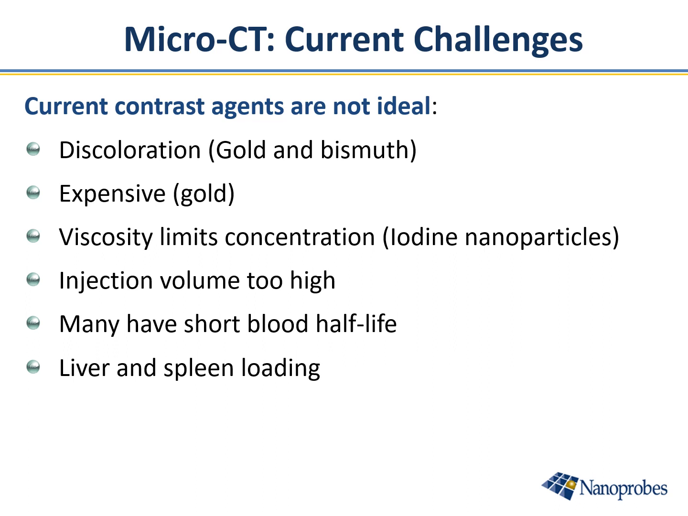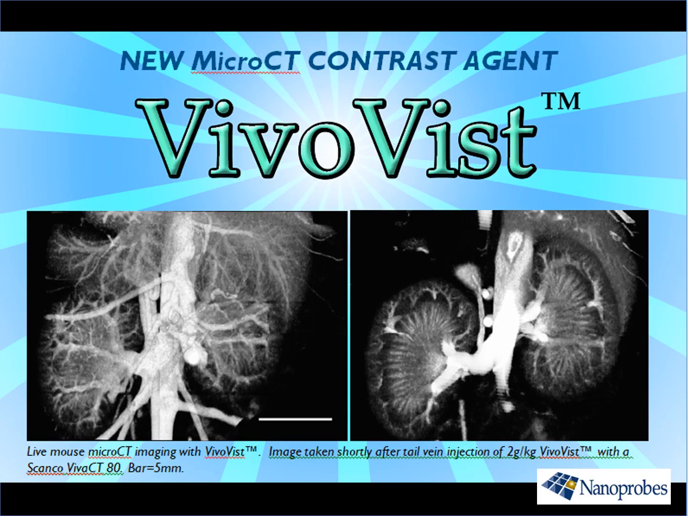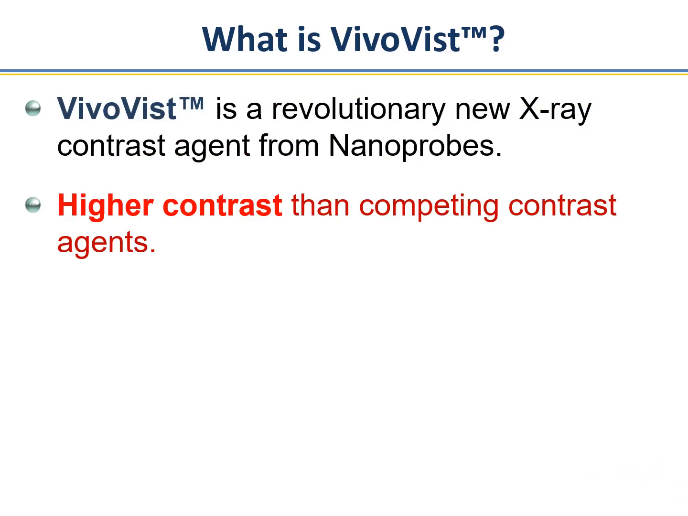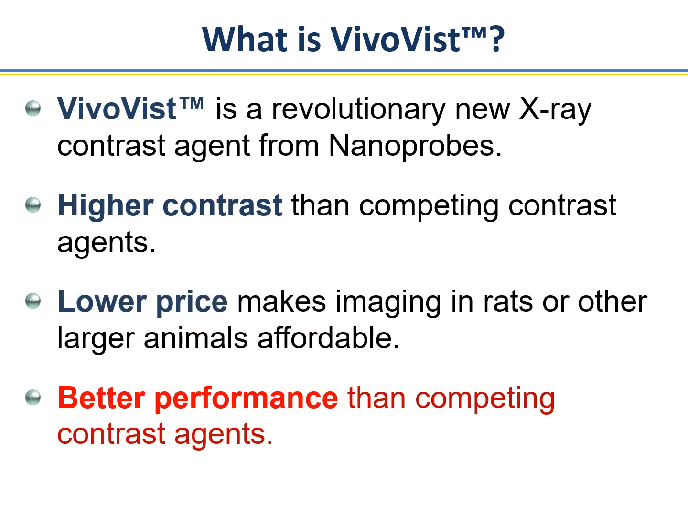So what's a solution to these problems? One solution is alkaline earth metal nanoparticles, and that's where our new contrast agent VivoVist comes in. VivoVist is a new contrast agent from Nanoprobes that provides higher contrast than competing contrast agents at a lower price that makes imaging in rats and larger animals affordable. It provides better performance in many aspects than competing contrast agents, and has several superior properties that extend its applications and can enable new experiments.